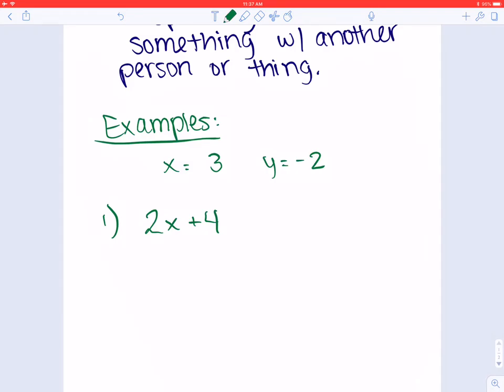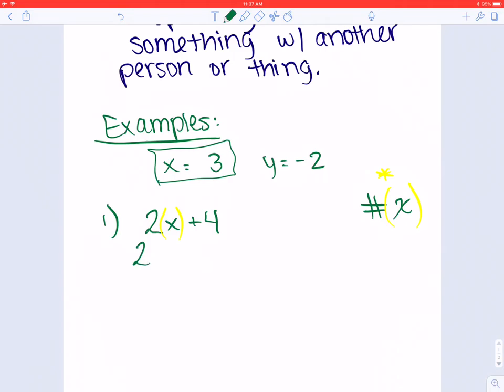2x + 4. Now anytime I have a number with a letter next to it, I need to put parentheses around my letter. When there's no operation between the two, we assume multiplication. So I'm going to put parentheses around my x, and in this case, I'm going to replace my x with 3 because x equals 3.